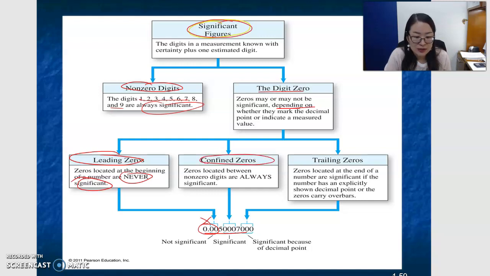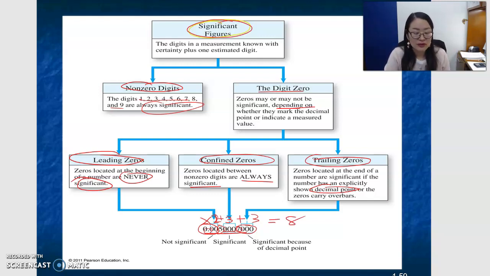And for the confined zeros, that is zeros between non-zero digits, they're always significant. Okay, so there's a 3 here, confined 0, so these 3 count. And then the trailing zeros. Trailing zero depends on, do you have a decimal point? If you do have a decimal point, that will count. If it doesn't have a decimal point in the number, then it doesn't count. So do we have a decimal point? We do. So these 3 also will count. So then plus 2 non-zero digits, which is 2 sig figs. So in total I have 8 sig figs for this number.